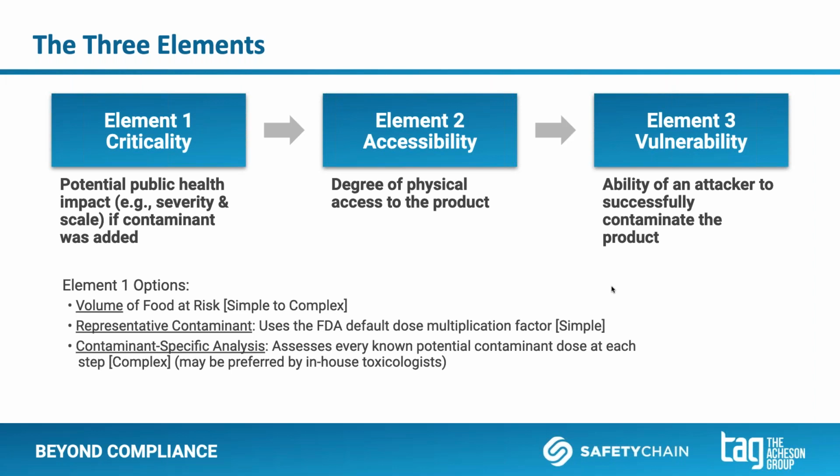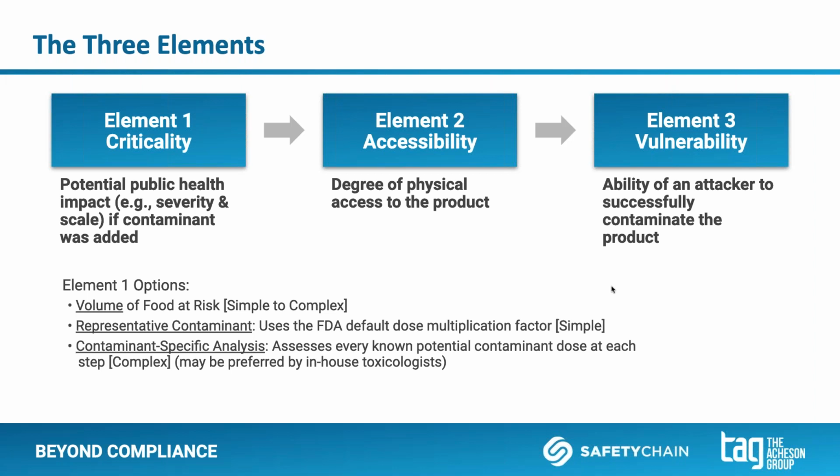We can use a representative contaminant approach, and that's the default number that the FDA has come out with, and they will tell you what that number is when you take the course. It takes into effect many, many potential contaminants as an average. It's not a specific contaminant volume, but an average. And it's real simple to do.